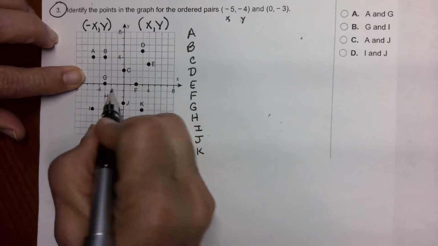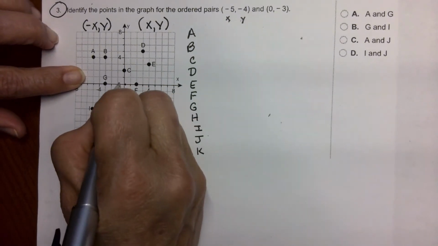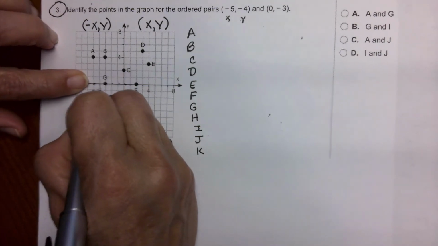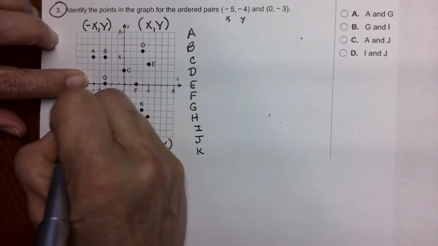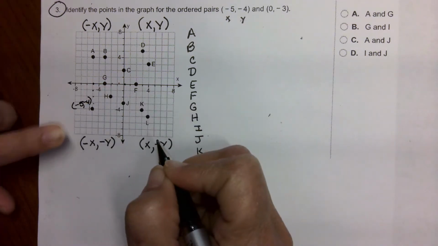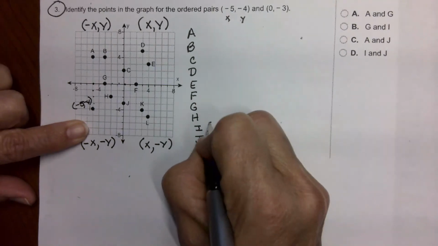So if I look for -5, I'm starting from the origin, 1, 2, 3, 4, 5, and then I go down 4, 1, 2, 3, 4. This should be (-5, -4) right here. So that is point I.